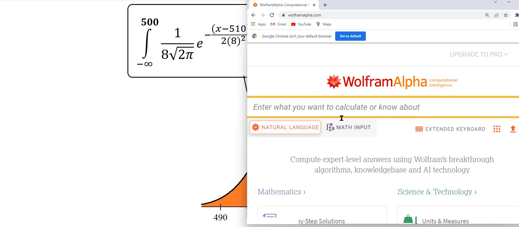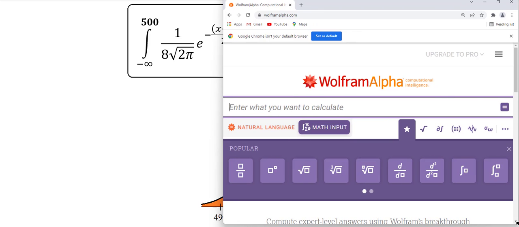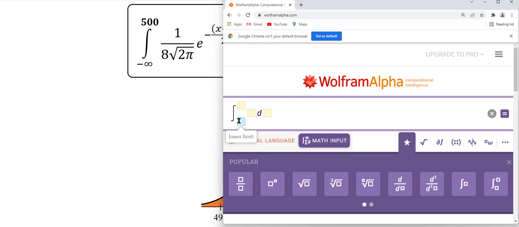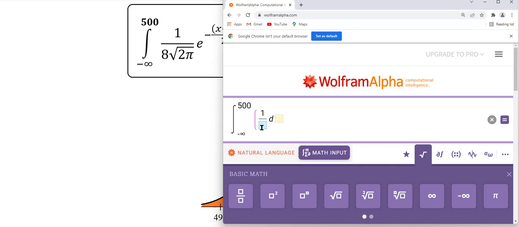For Wolfram Alpha, just go to wolframalpha.com and you should be able to find an entry box like this. We can do math input, and here you can see this definite integral. We are going from negative infinity, actually negative is already there, so I'll put negative infinity here and 500 here, and over here I'll just go ahead and type this, and it should show up then.